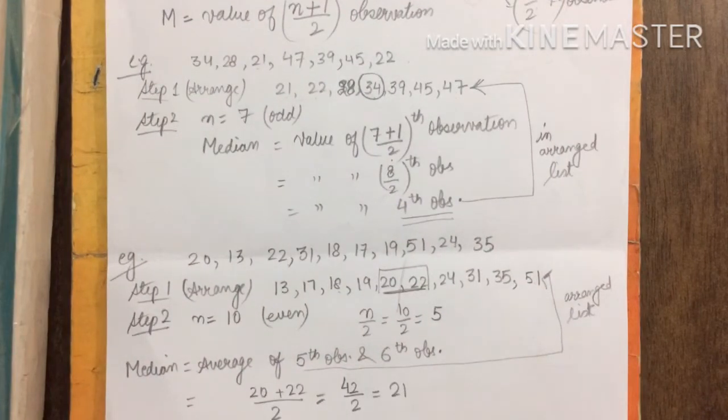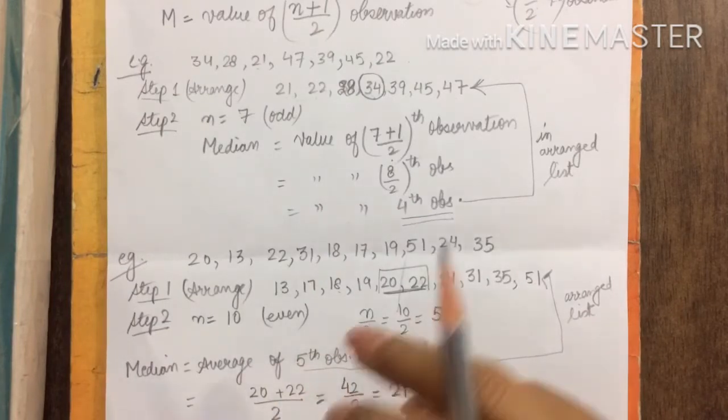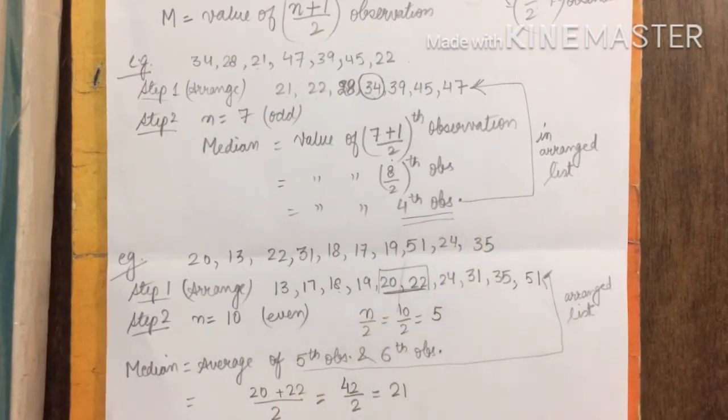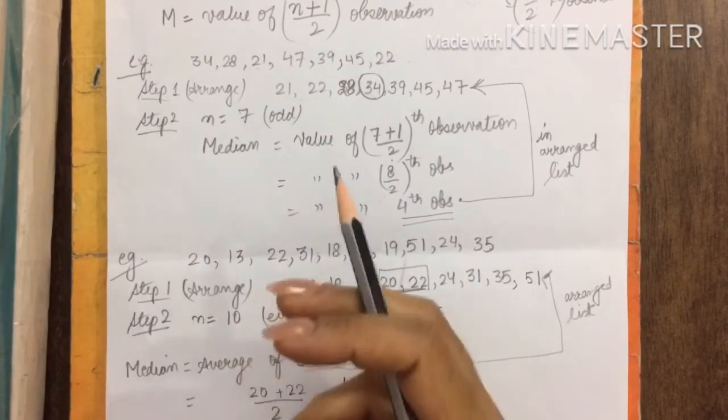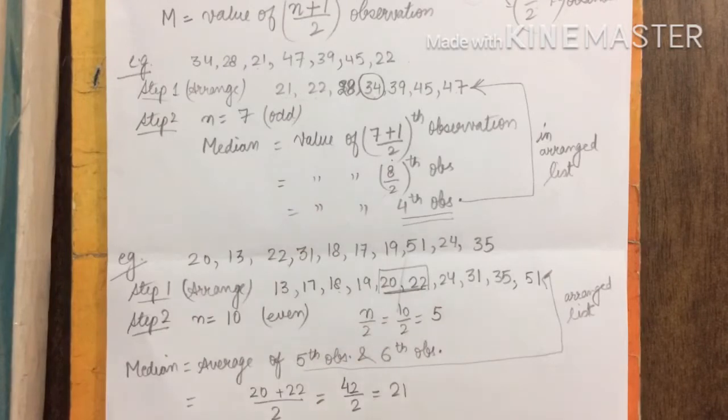Now this is the way we used to calculate the median for individual series. What if we had to find out the median for discrete series? Now under ungrouped data we have two types of series. One is the individual series where each value appears only once, and then the second type is discrete series where the observations repeat, hence they have some frequency. How do we find out the median in that case? Let's take an example.